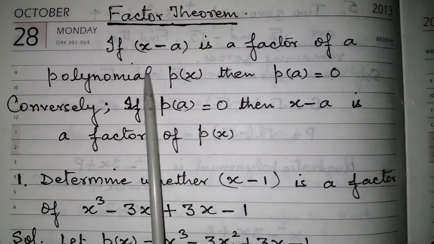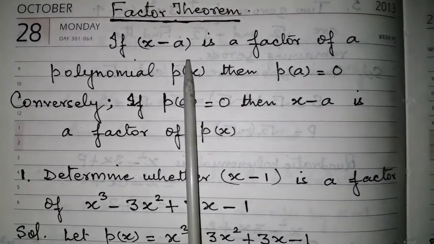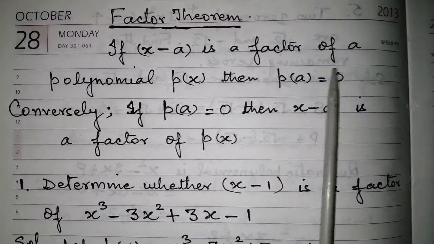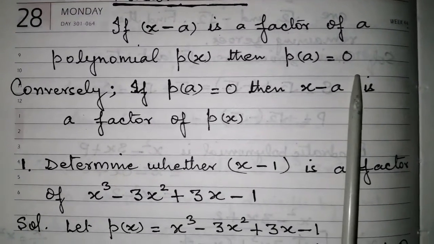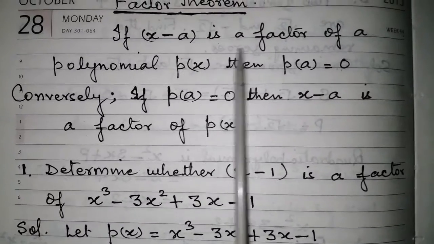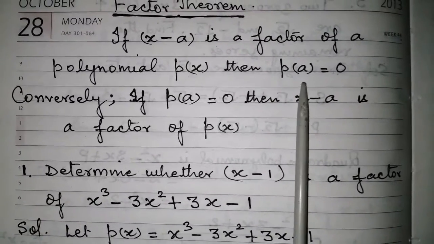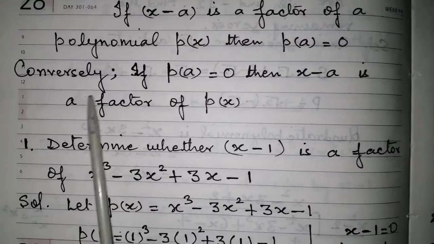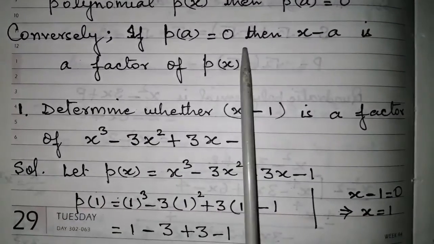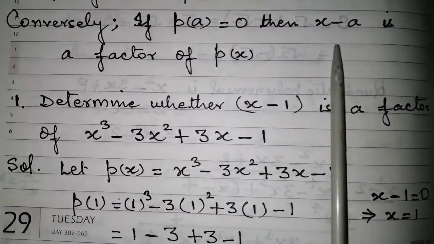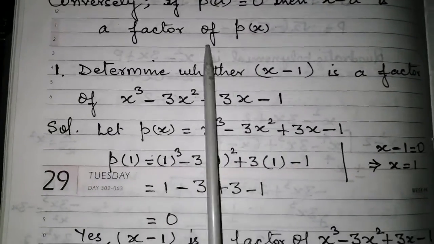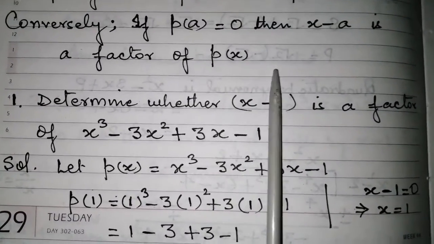The statement is: if x minus a is a factor of a polynomial p of x, then p of a is equal to 0. That is, if x minus a is a factor, then the remainder should always be 0. Conversely, if p of a is 0, that is, if the remainder comes to be 0, then x minus a is a factor of the polynomial p of x.